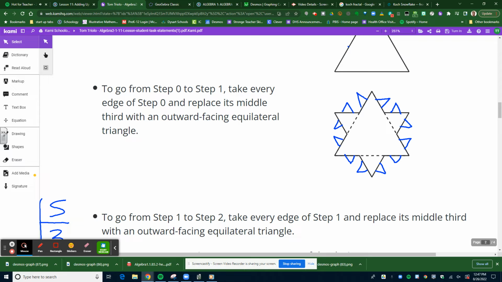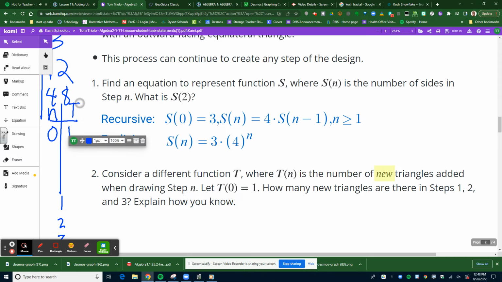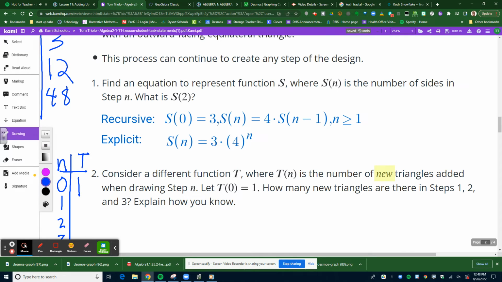Again, I told you to highlight new triangles. So is this one new up here? No. Is this one new here? No. How about this one over here? No. Only where you see the little dotted lines. How many dotted lines do you see? So there's 3 new triangles. Okay? So come down here. And I got 3.